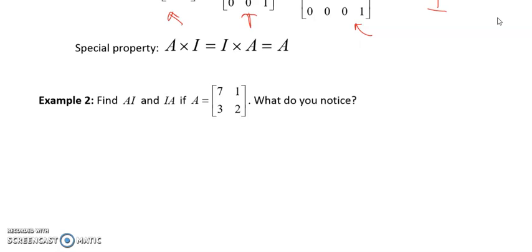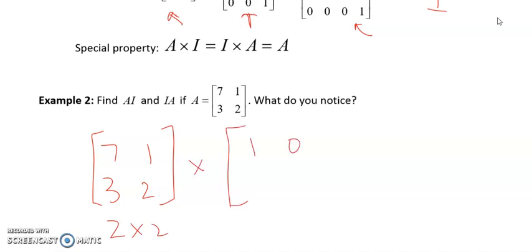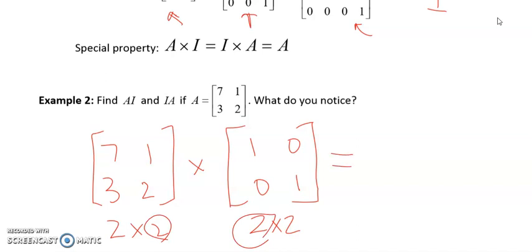Now, let's see what happens if you take a matrix like A, 7, 1, 3, 2. Notice it's a square matrix, 2 by 2. If you were to multiply that by the identity matrix, which is 1, 0, 0, 1, let's see what happens. Notice it's also 2 by 2, so are we allowed to multiply them? Yes, the 2 in the centers are the same. And the answer, your product matrix, is going to be another 2 by 2. There's your answer.